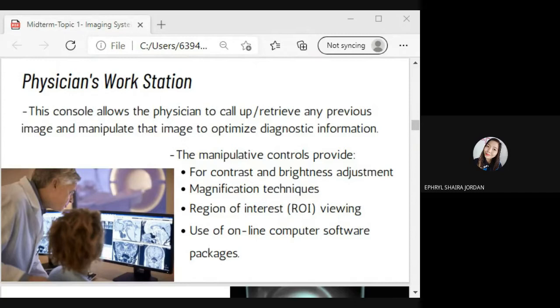Also, the manipulative controls provided in the physician's workstation are the following: contrast and brightness adjustment, magnification techniques, and region of interest or ROI viewing. And also, there is use of online computer software packages.